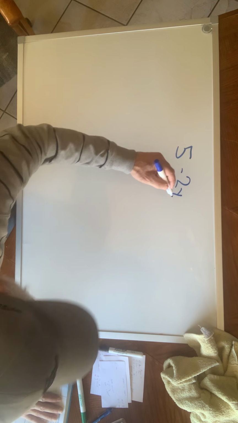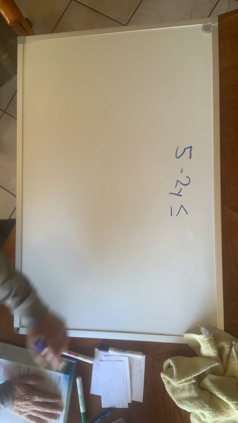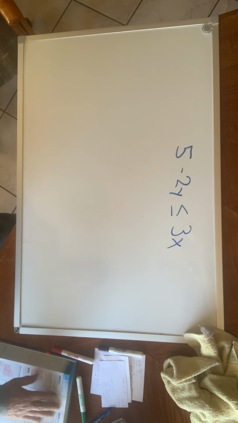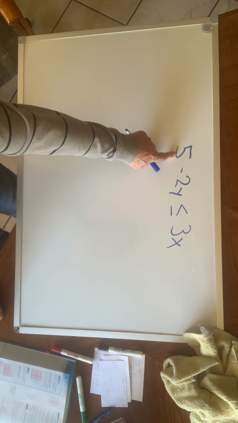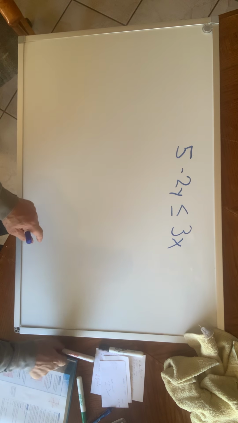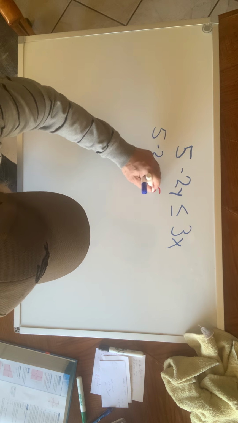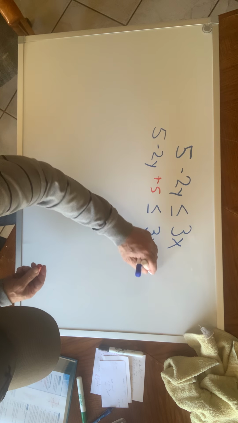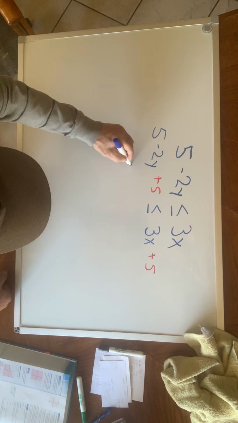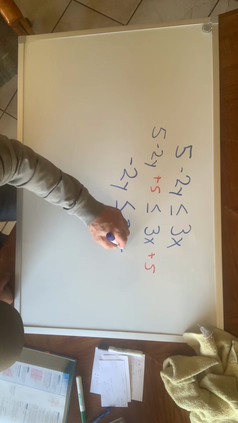minus 2y is less than or equal to 3x, again, the simple thing here is I just have to put it in that y-intercept form. I'm going to take the 5, I need it on this side. To do that, I will add 5 to both sides. Plus 5 is less than or equal to 3x plus 5. And I'm left with negative 2y is less than or equal to 3x plus 5.